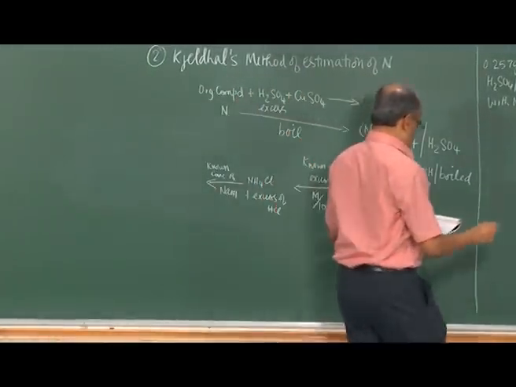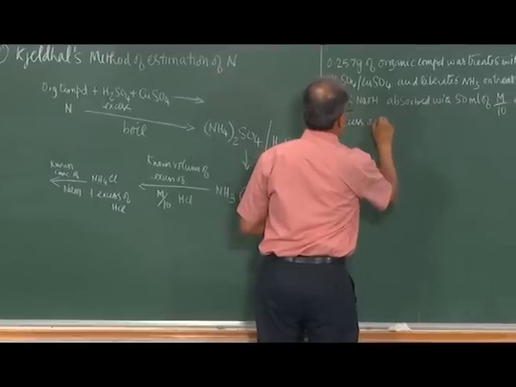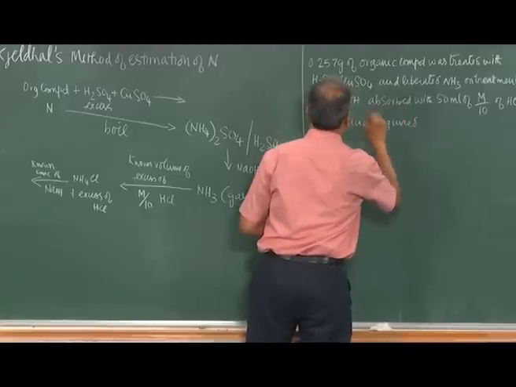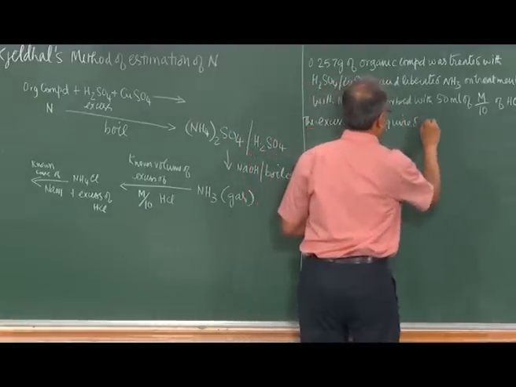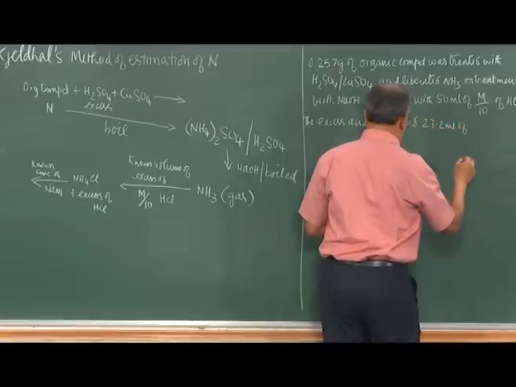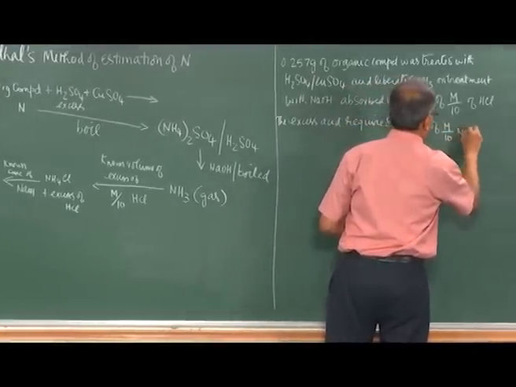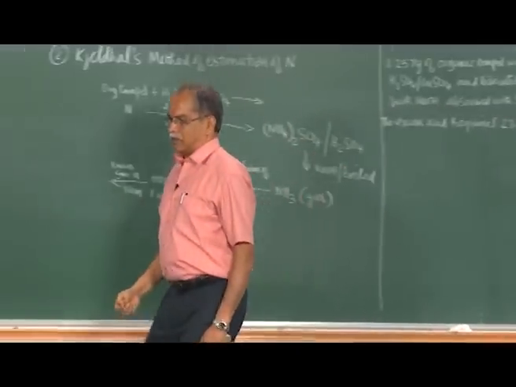Now, the excess acid required 23.2 ml of M/10 concentration sodium hydroxide. So, this is the given data.